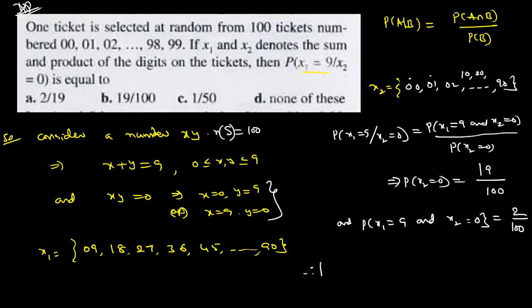Therefore, the required probability is equal to, what is the answer? A intersection B is how much? 2 by 100, divided by x2 is equal to 0, which means 19 by 100. So the answer is 2 by 19. You can practice, some models are available. Some questions you can practice yourself. So the option is A.